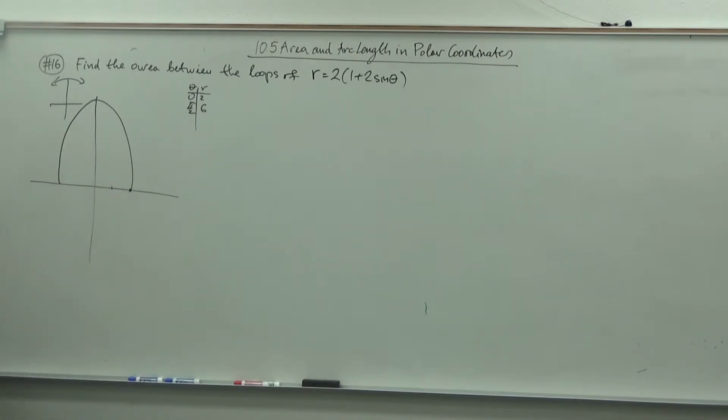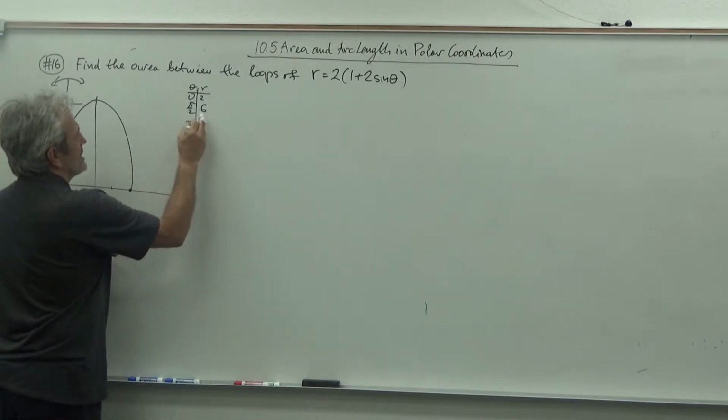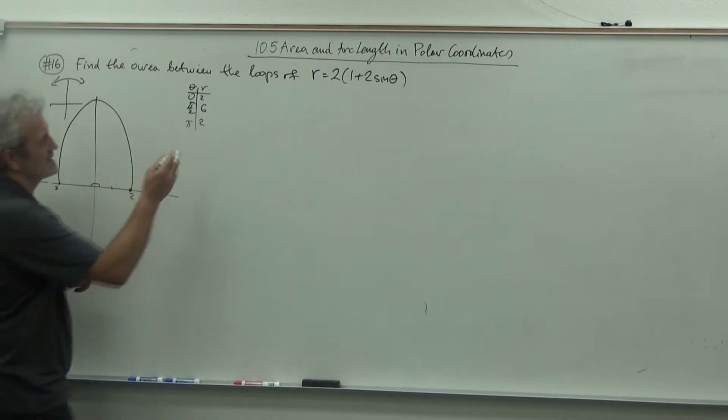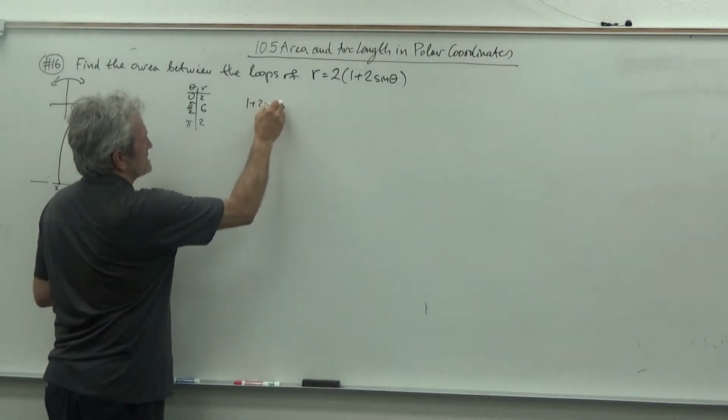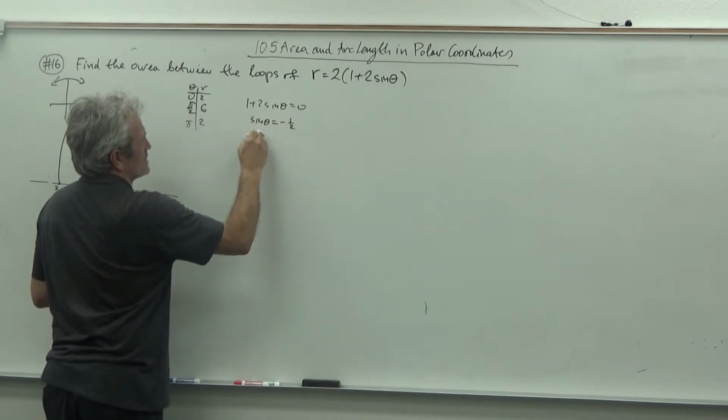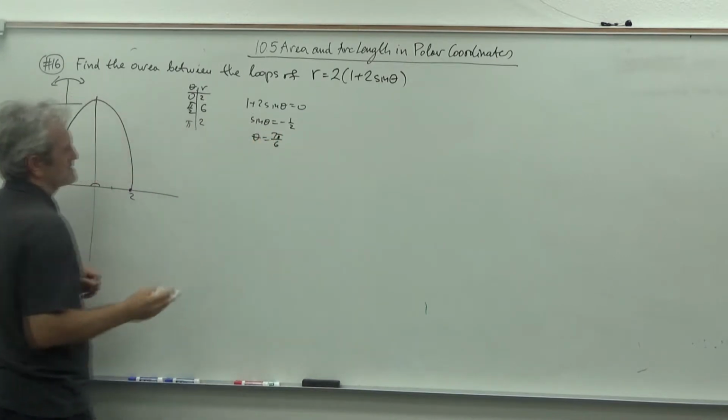But some interesting things happen if we continue. At pi, we will also be back at r equals 2. So the angle is pi here, and the position is just r equals 2. But then, after pi, sine becomes negative, and very soon r will be 0. So when will that happen? 1 plus 2 sine theta is 0, which gives you sine theta equals negative 1/2, which is when theta is 7 pi over 6 the first time.